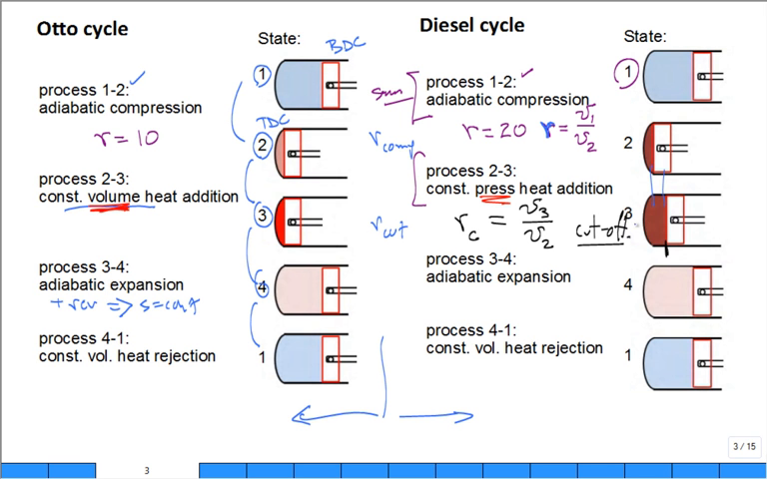Now, from 3 to 4, you have continued expansion, and it's now back to adiabatic expansion. It's back to being adiabatic and reversible, hence S is equal to a constant. But S is not a constant from 2 to 3, is it? Entropy is not constant from 2 to 3 because you're adding heat. As you add heat, you're bringing entropy into the system. So it expands from 3 to 4, and then 4 to 1 is the same as the Otto: you have basically constant volume heat rejection. Do you see that?